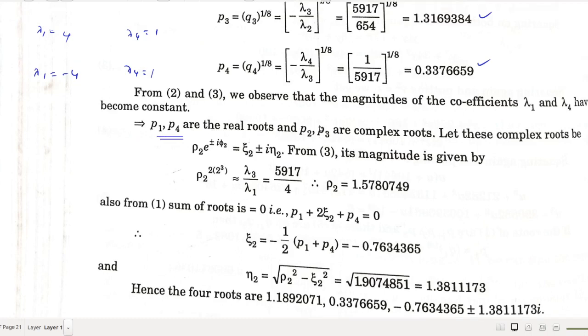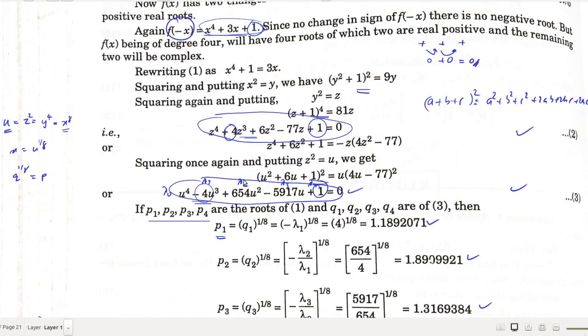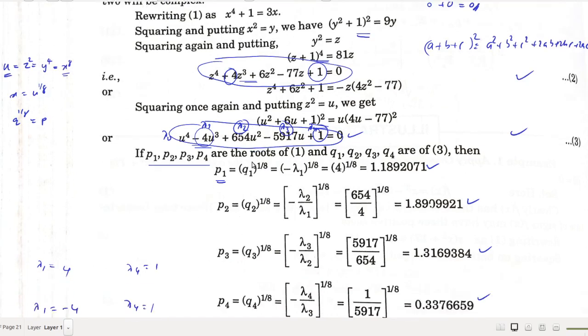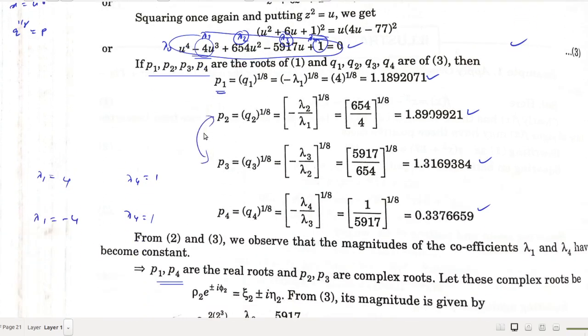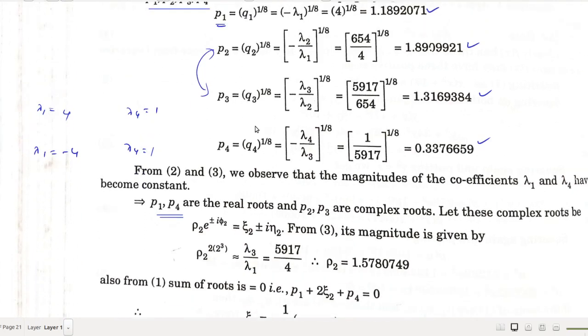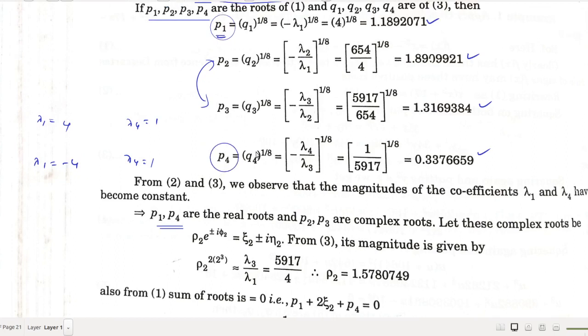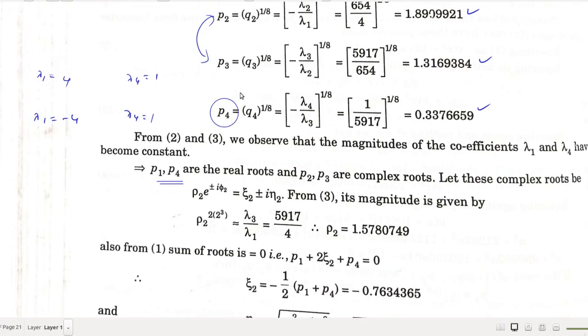Okay, that means when you consider the other lambdas, lambda 2 and lambda 3, these are changing in magnitude and sign, so we can expect that p2, p3 correspond to the complex numbers. That means using p2 and p3 we will find out the complex roots. Using p1 and p4 we can get the real roots. So we set p1 and p4 are real roots. Then using p2 and p3 we will find out the complex root.